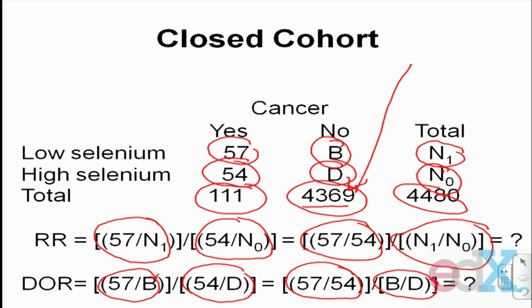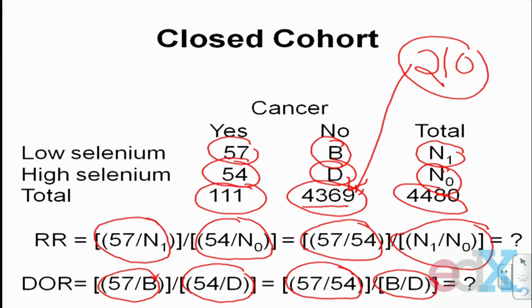Now remember what Dr. Willett did, he only took a sample of 210 of the 4,369 non-cases to be in his case control study. Hopefully, when you analyze the exposure odds among those 210, you're going to get an estimate of what the exposure odds are among everybody who could have been selected as a control among all 4,369. That's the power, the efficiency of the nested case control study.